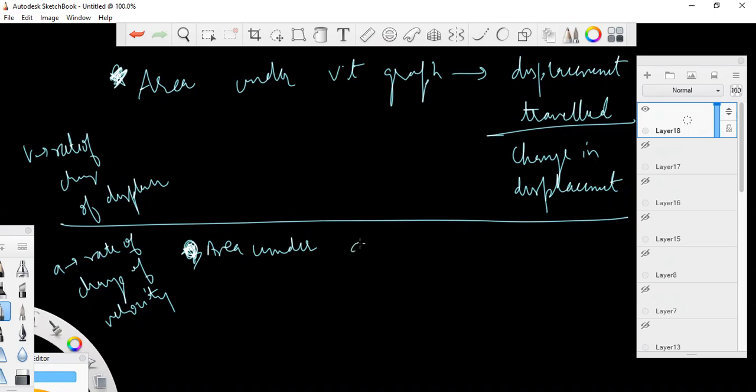So the area under the acceleration-time graph is the change in velocity. These four things will be very useful.